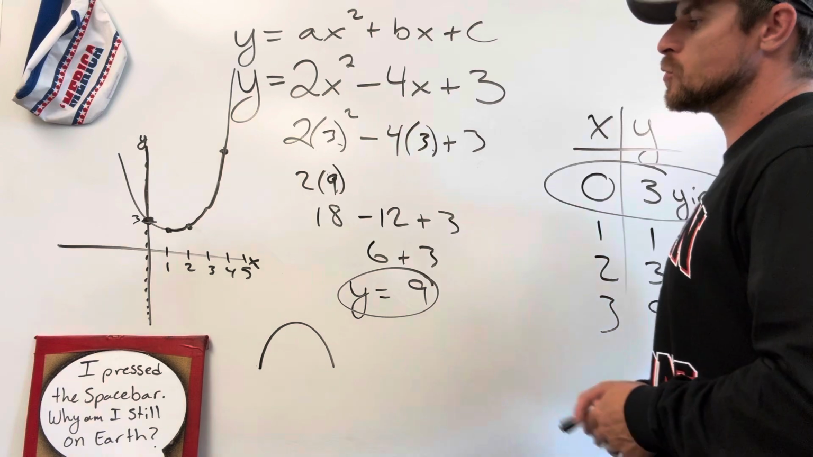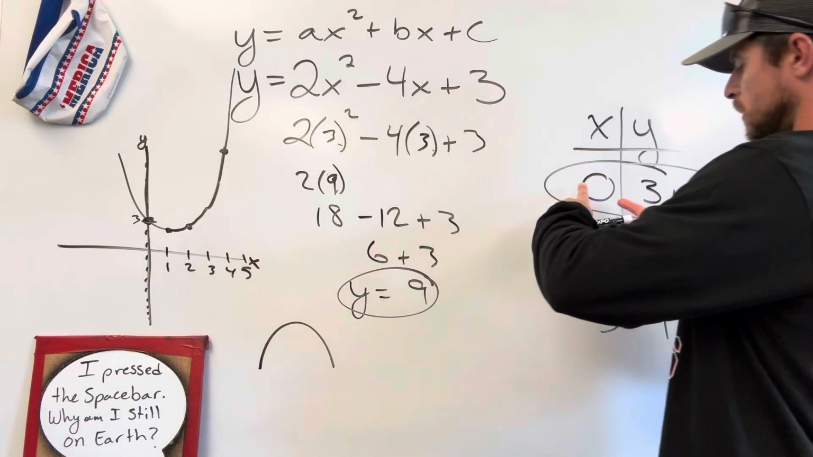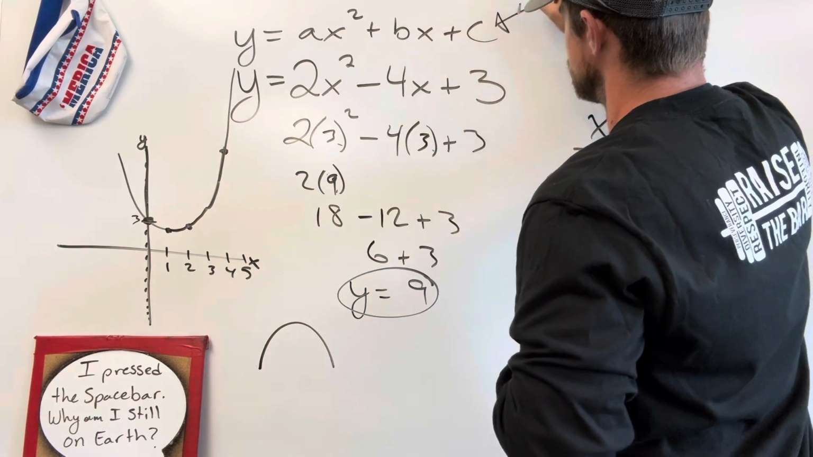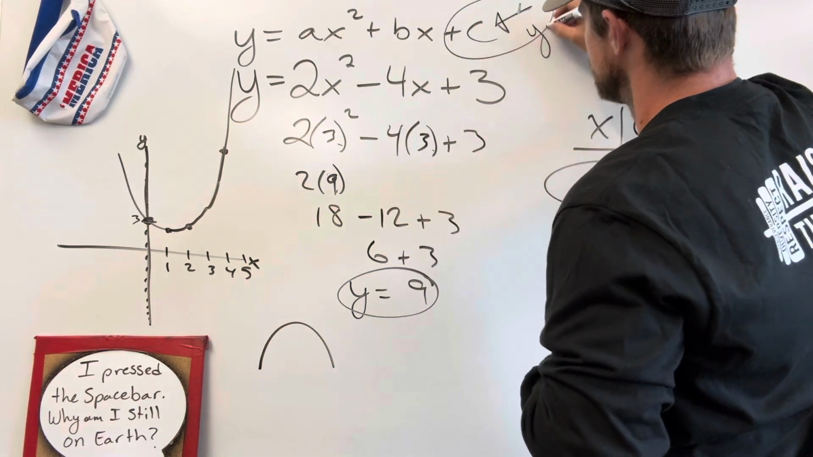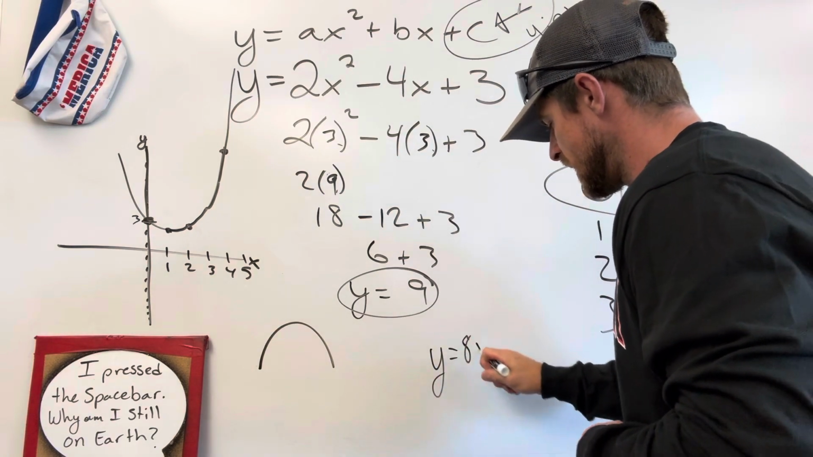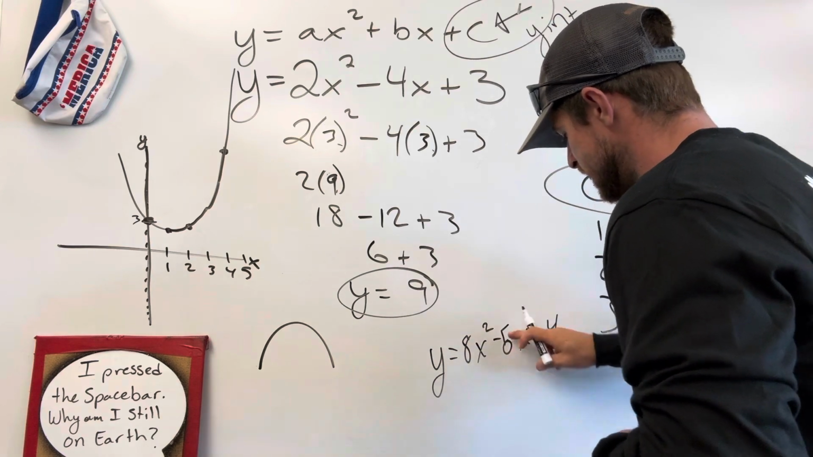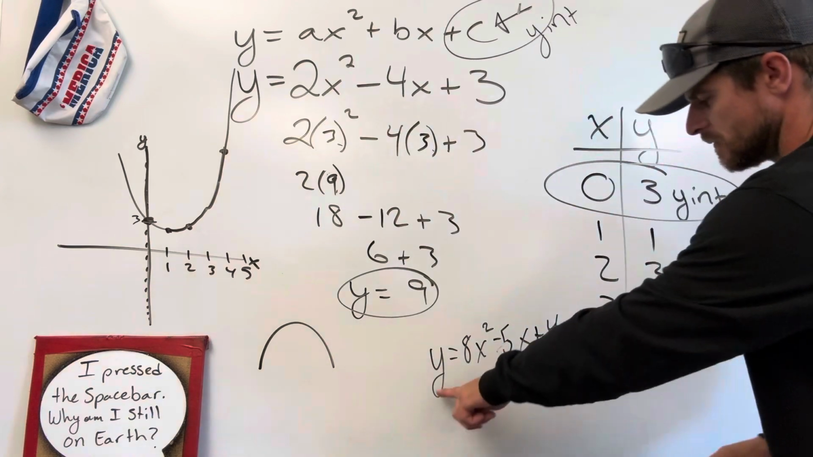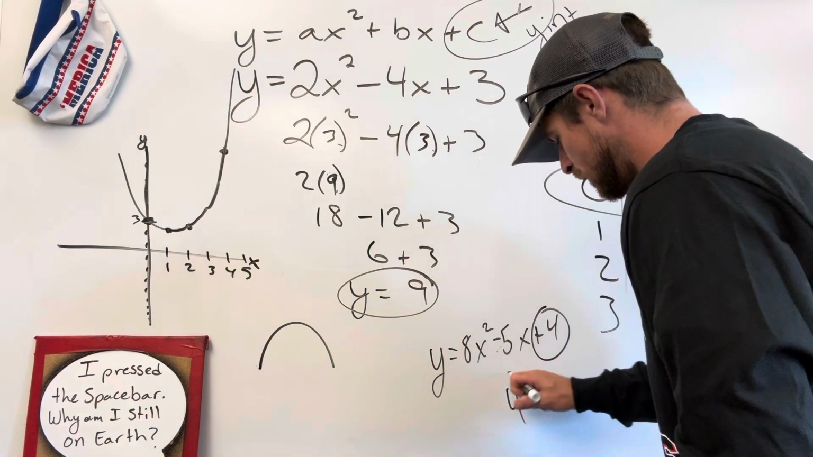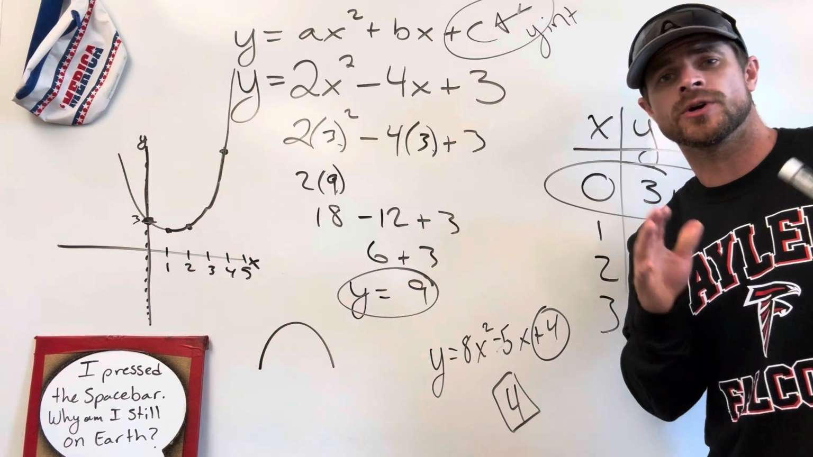Last thing, if you ever want to know what the y-intercept is and not have to do any work plugging 0 in, you can just steal the y-intercept. It is always going to be the c value. So if I gave you y equals 8x squared minus 5x plus 4, and I said, what is the y-intercept of this quadratic? You could just say it is 4. And you'd have it just there like that without having to do any work or any extra steps.